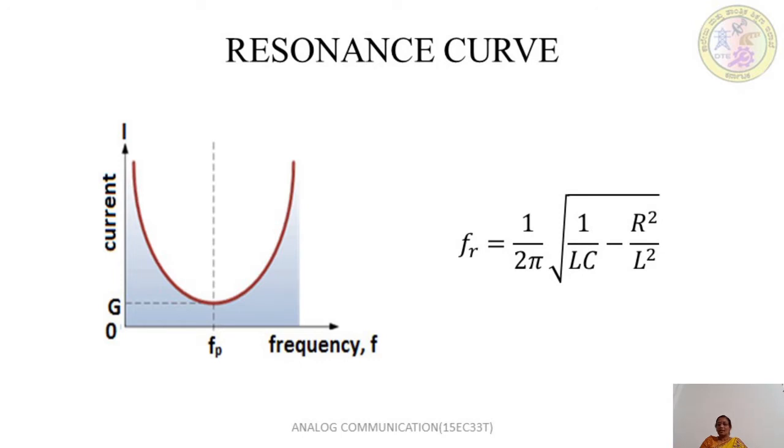The characteristic graph drawn for a parallel circuit is exactly opposite to that of a series circuit. In a parallel circuit, impedance is maximum and the current is minimum. The parallel resonance frequency we can denote as f, fr or f0; you can denote any one. The resonant frequency of the parallel resonant circuit is given by 1 by 2 pi root of 1 by LC minus R square by L square.